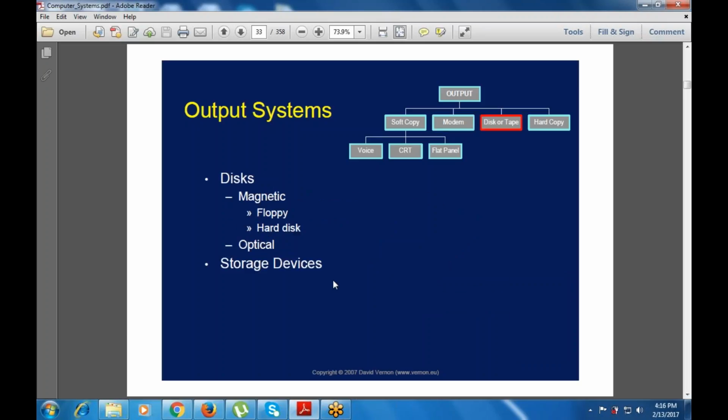The next one is a disk or the tape. Whatever the data, whatever the magnetic devices we are using, that is known as the disk. That may be a magnetic disk, a digital disk, a floppy or hard disk, an optical disk, or some storage device.